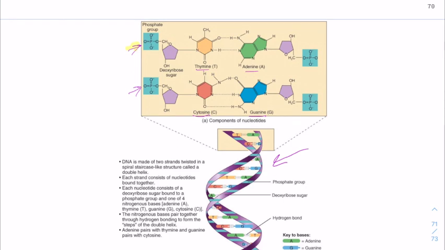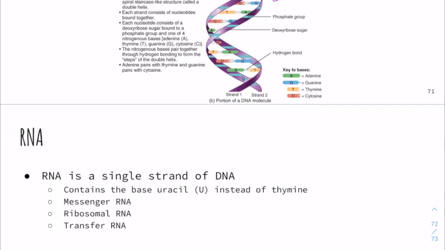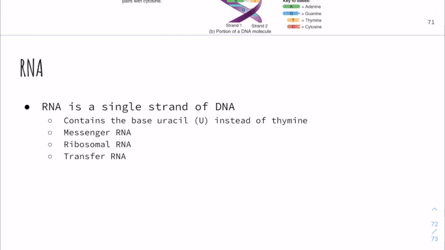RNA, on the other hand, is a single strand. And instead of thymine, RNA contains uracil. They still bond the same, but instead of thymine, it contains a uracil base instead. There's 3 different kinds of RNA. There's messenger RNA, ribosomal RNA, and transfer RNA. They're all used to help create different proteins, different parts of cells, and tells your body how to function.